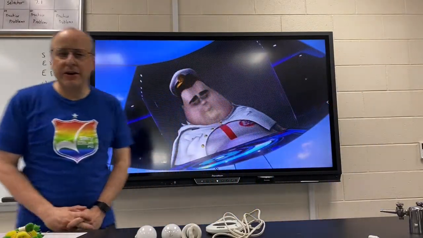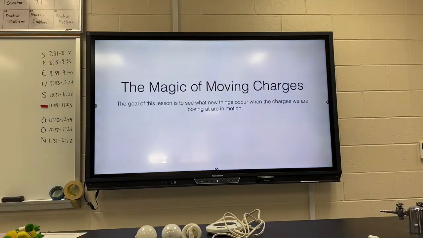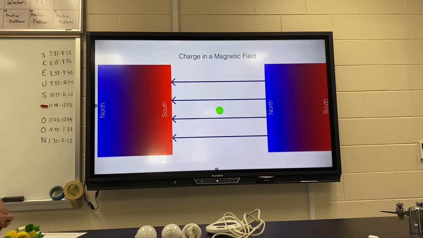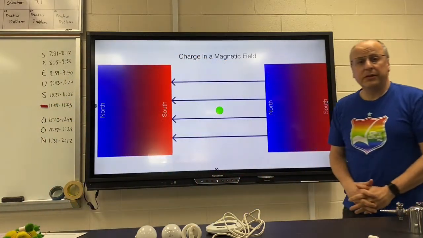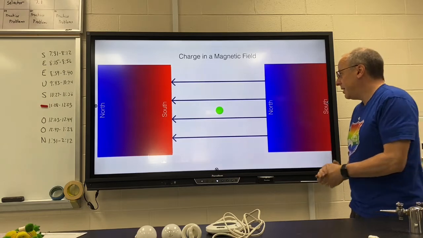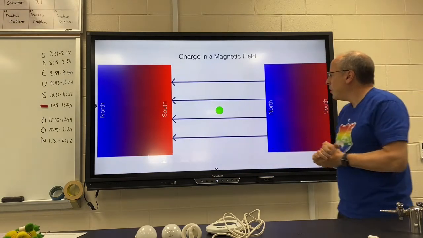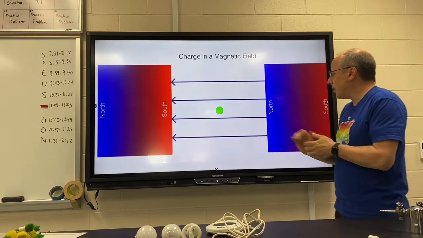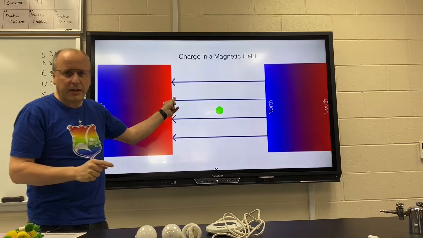Today we're going to carry our study of magnetic forces a little bit farther than we did yesterday. So yesterday we learned that if a charge is at rest and placed in a magnetic field, it will not feel anything. This charge has to be moving in order to feel a force. We also saw that the charge had to be moving perpendicular, not parallel to that field.